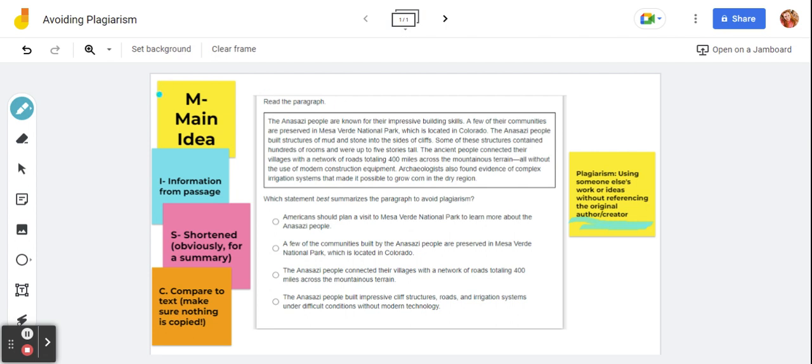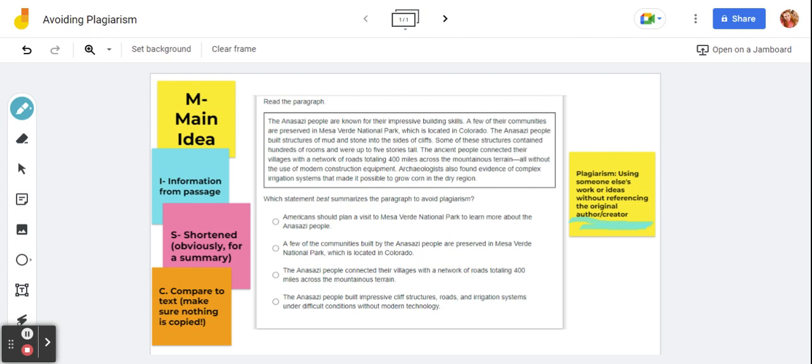So I have a little acronym here for you guys to remember how to avoid plagiarism in a summary, and it's MISC, kind of spelled like miscellaneous, many different items. The first thing you can look at is what's the main idea of the passage. Obviously, if the answer choice you are looking at does not have the same idea or subject as the reading that you were doing, then that's probably not the right answer. If there is an I, you're looking for information from the passage.